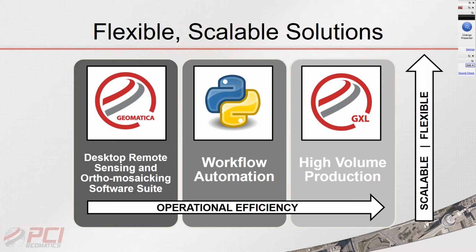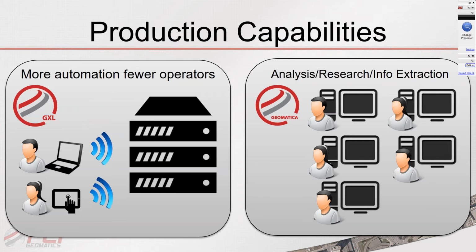In the middle we have a lot of possibility. The reason we put this Python icon between both Geomatica and GXL is that our software is extensible and flexible. We have a Python API that can be used to extend capability for both Geomatica and GXL, and we think this is a great option for processing different types of projects.